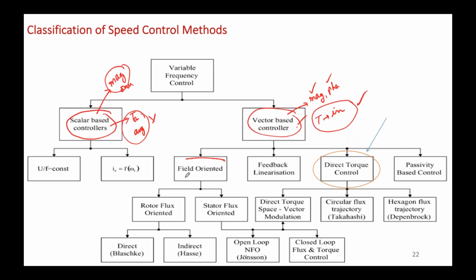But field orientation method and direct torque control method, these two methods became so popular. This is the first method they have proposed under vector control scheme. In 1970s, they proposed field orientation method. In 1980s, they proposed direct torque control method. Right? The main aim of field orientation method or direct torque control method or model predictive control is controlling the torque instantaneously. Right?